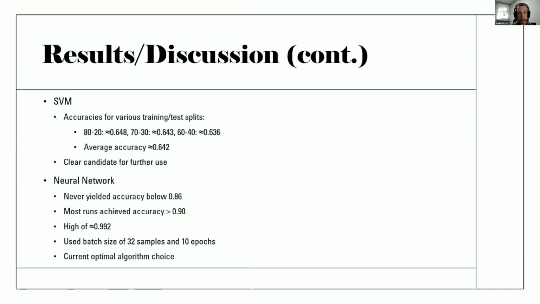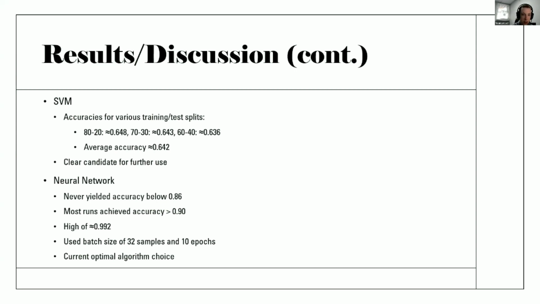So the SVM algorithm yielded an average accuracy of about 0.642, and to be precise, for the 80-20, 70-30, and 60-40 training test splits, accuracies of 0.648, 0.643, and 0.636 were obtained respectively. This moderate accuracy rate makes the SVM algorithm a clear candidate for further use.